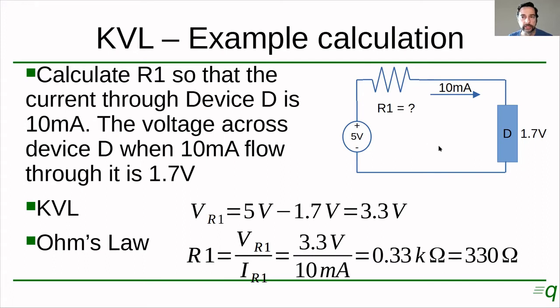So in this circuit, if we want 10 milliamps to flow through it, we're going to have to put a resistor of 330 ohms. All right.